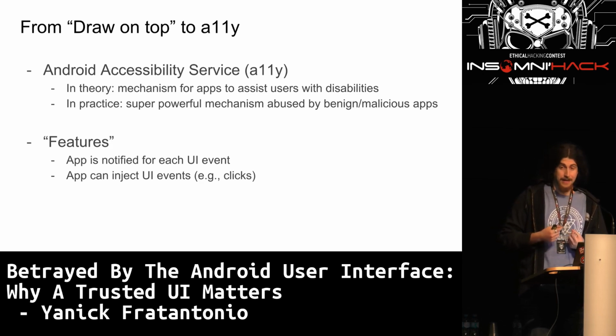And the app can actually inject UI events, such as clicks. So that basically maybe if the user with disability has some kind of additional device, like a touch keyboard to the phone, this accessibility service is the mechanism that is used to actually inject the clicks around. So it's very important, and it's something that Android has and is going to be there for a while.